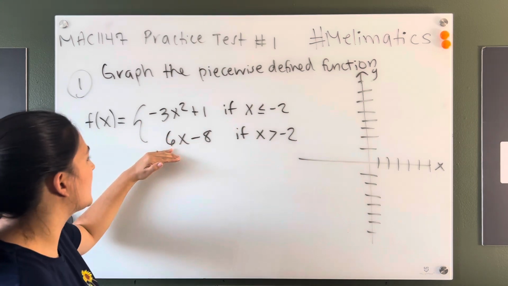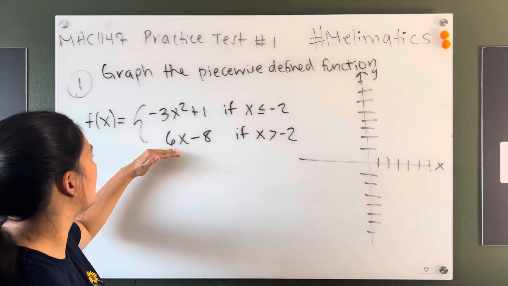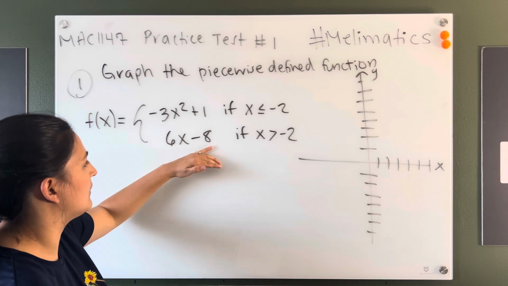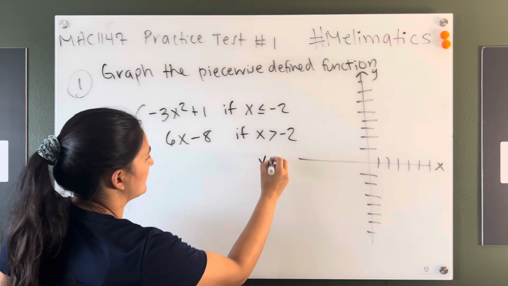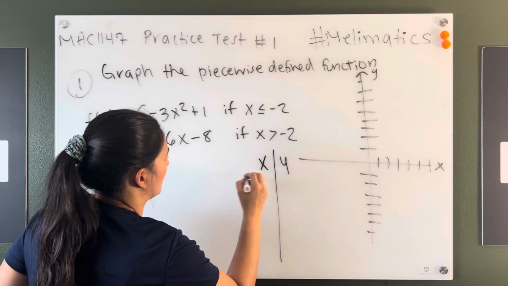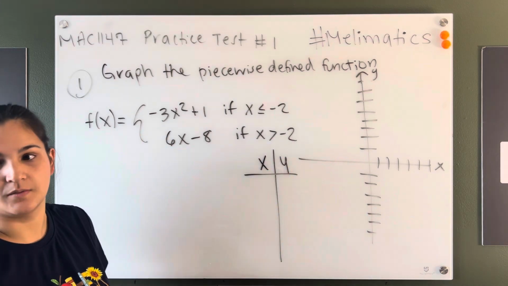Right, for this bottom one, I see that it's a line because it's mx plus b, right? Slope and y-intercept. Either way, we're gonna make a chart and we're just gonna plug in points for each function, and then that way we can graph the ordered pairs and see what it looks like.